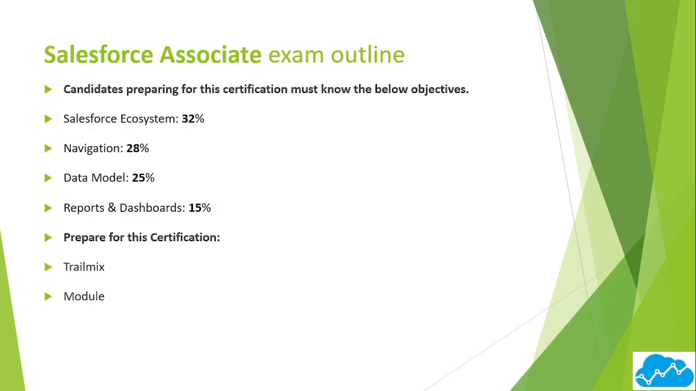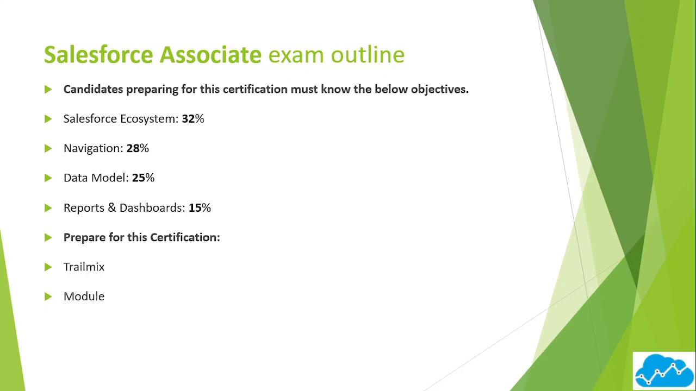Salesforce Associate Exam Outline. The candidates who are preparing for this certification must know the below objectives. The Salesforce ecosystem has the highest weightage, 32%. This is a use case type: identifying which Salesforce Customer 360 product offering could be used, describing how companies use Salesforce, and also differentiating between various job roles and career paths in the Salesforce ecosystem.